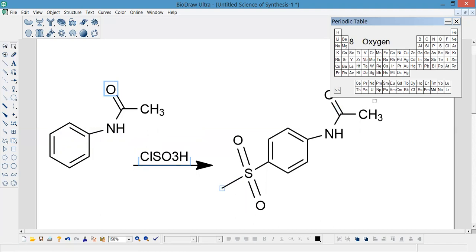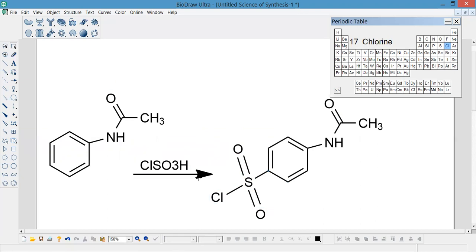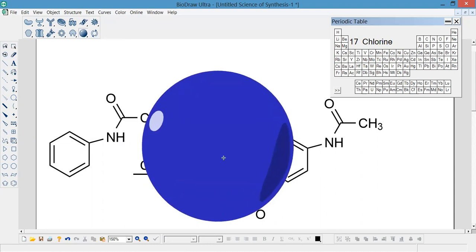Now add a chlorine group. Take a chlorine group from the periodic table and add it. This is a chlorosulfonation, addition of this chlorosulfonyl group at the para position of acetanilide. Okay, you can mark this structure like this.